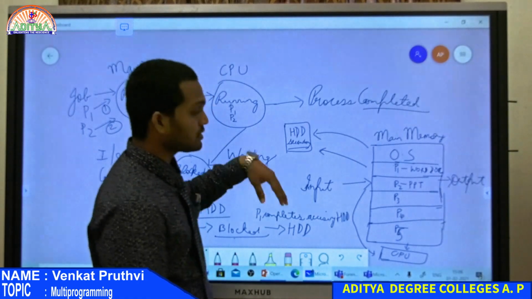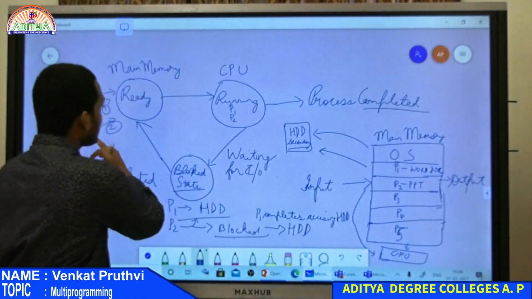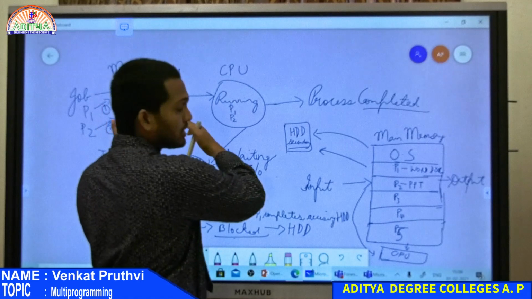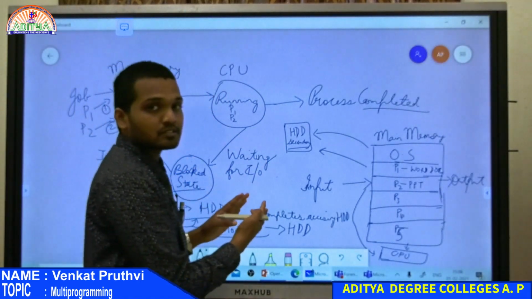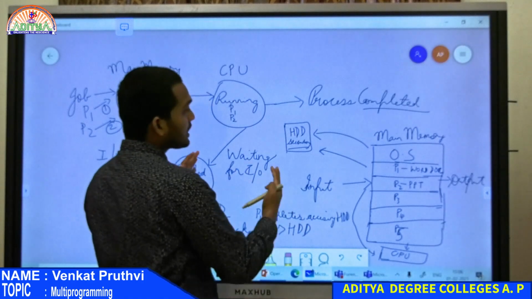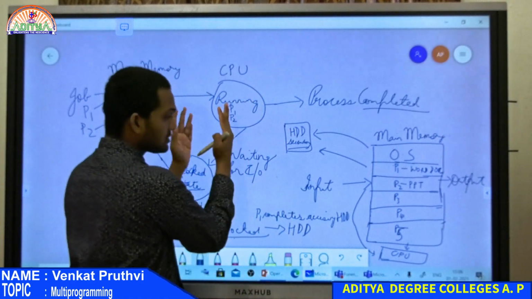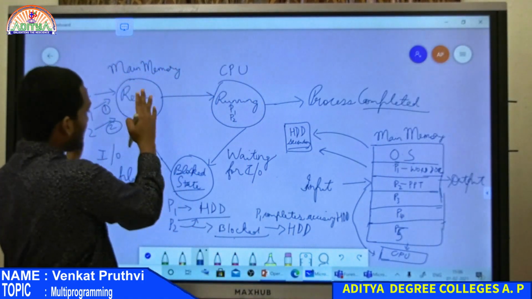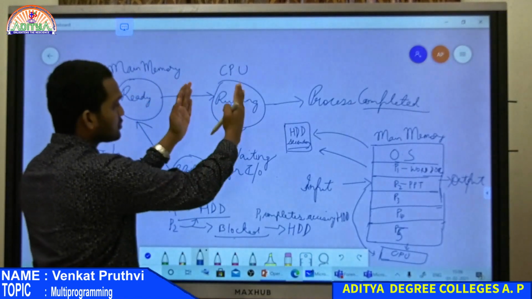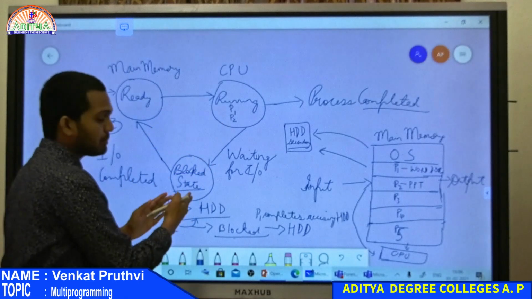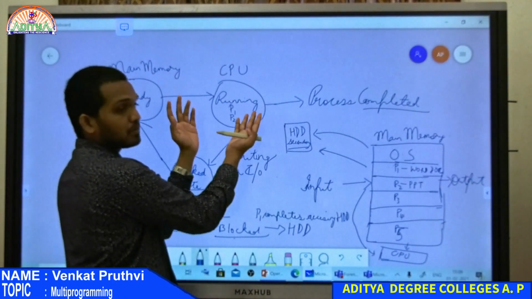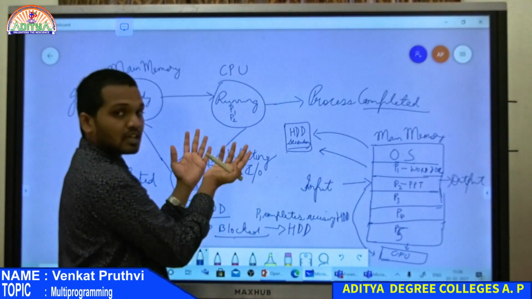In this process, both P1 and P2 started from the ready state, went to the running state, and both of them went down for input output operations, or fetching of the data. At that point, again the CPU is idle. See over here, it's starting from the RAM, that is main memory. These two processes go one by one, and once both of them come down, the CPU is idle again and doesn't have any other process.